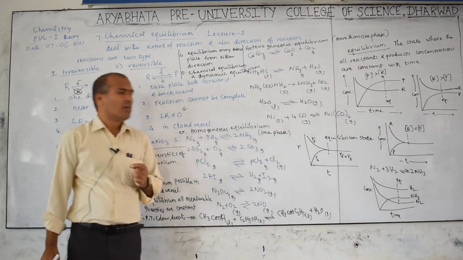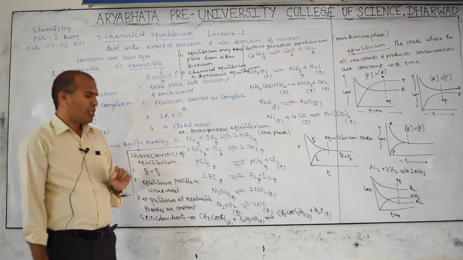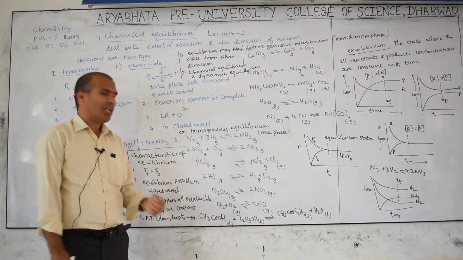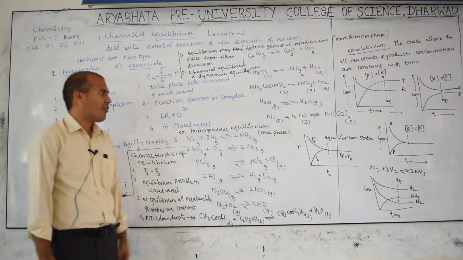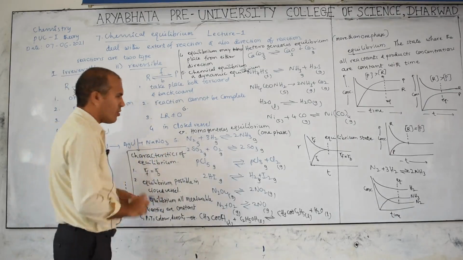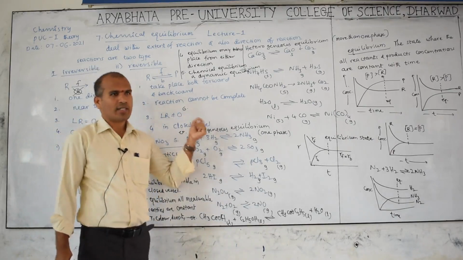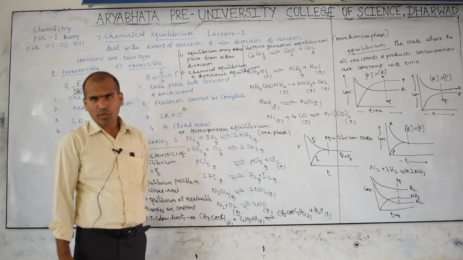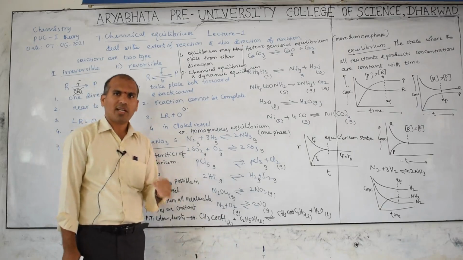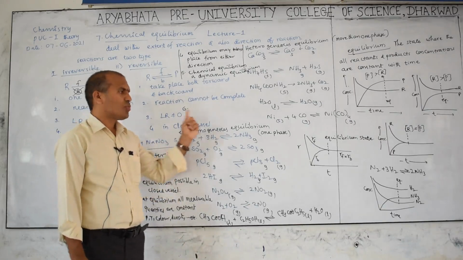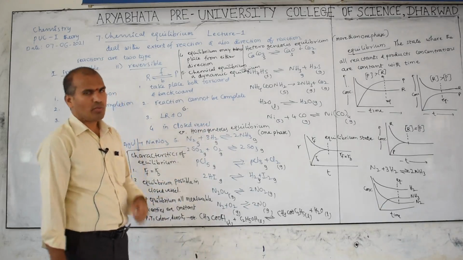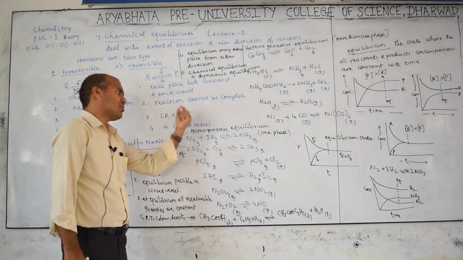And the sixth point: catalyst does not change the equilibrium position. It helps to reach equilibrium soon. Based on that point you have to note down: catalyst does not change the equilibrium position or equilibrium constant. It helps to reach the equilibrium position soon. Pause and write this point.